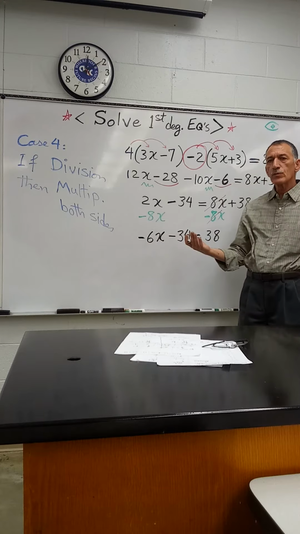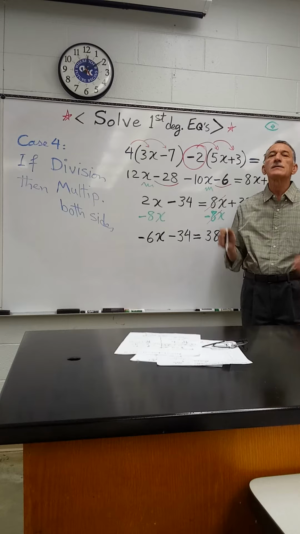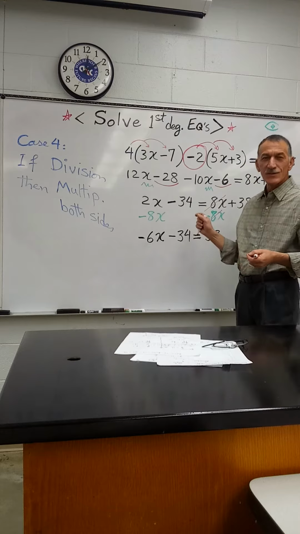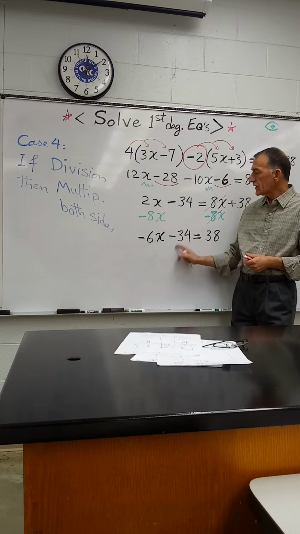I subtracted 8x from both sides because I want to move all my x's to the left side. Now what would happen if somebody says, isn't it easier to subtract 2x from both sides? Sure, if you want to do it that way, that's also good, as long as you don't make a mistake and you get the right answer. Either way is fine.